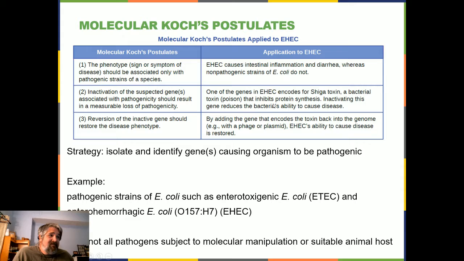So reversion of the inactivated gene should restore the disease phenotype. And by experimentation, if you re-add that gene that you knocked out, then you have restored EHEC's ability to cause disease. This kind of reversion is also pretty much expected when you're doing molecular research of any kind, trying to associate a particular function with a particular gene. You should be able to knock it out and then restore it. That would be the gold standard.